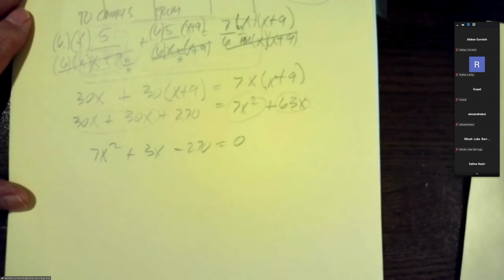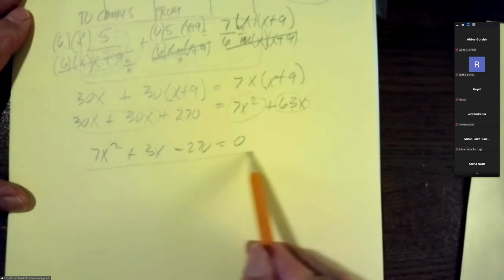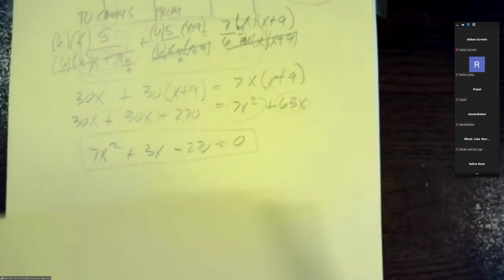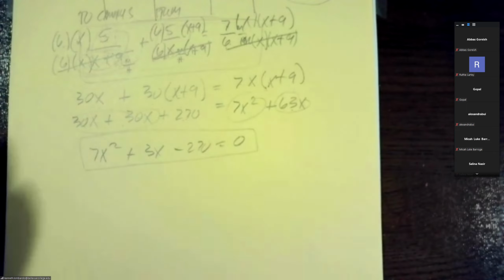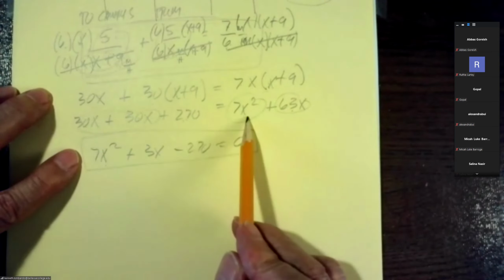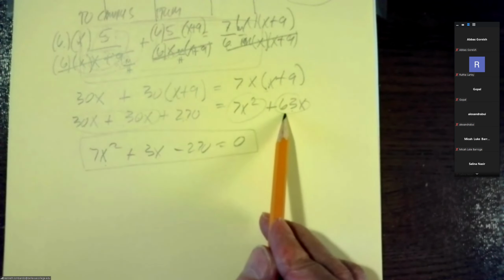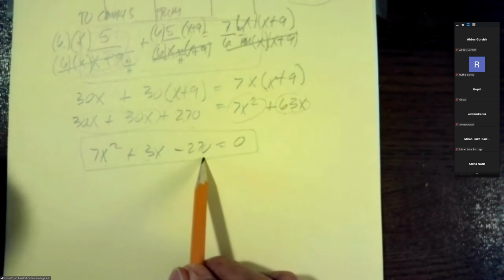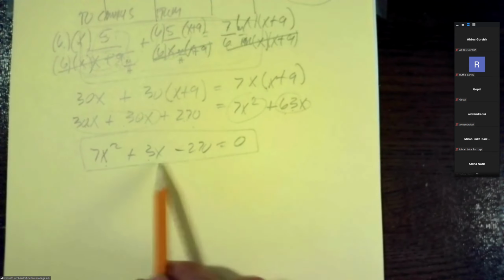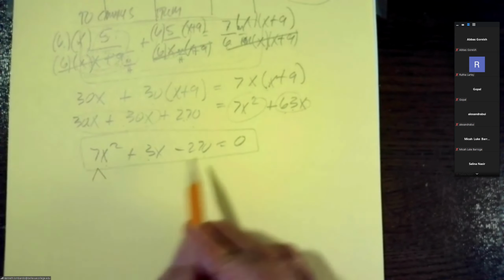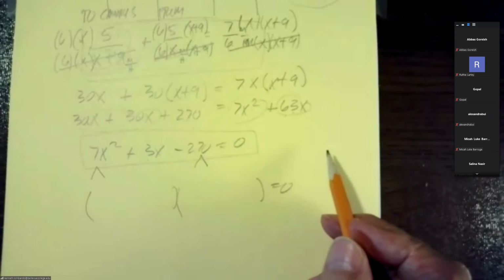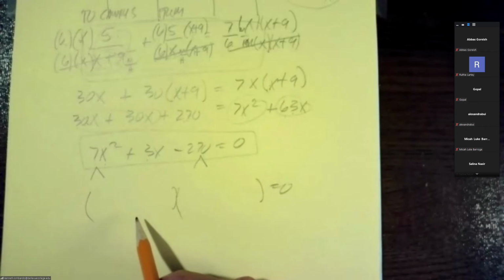So let's stop right there and make sure that we agree this is what we're trying to solve. There's no use solving it if we have an error at this point. Okay, so 7x squared, 63 minus 60 is 3, and 270 didn't change.